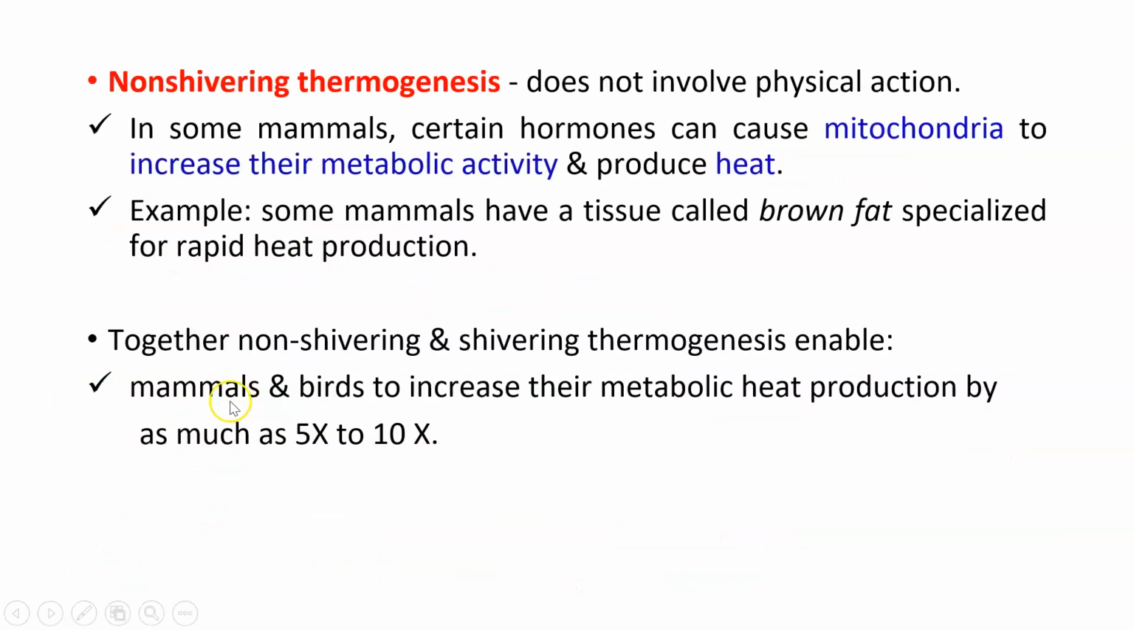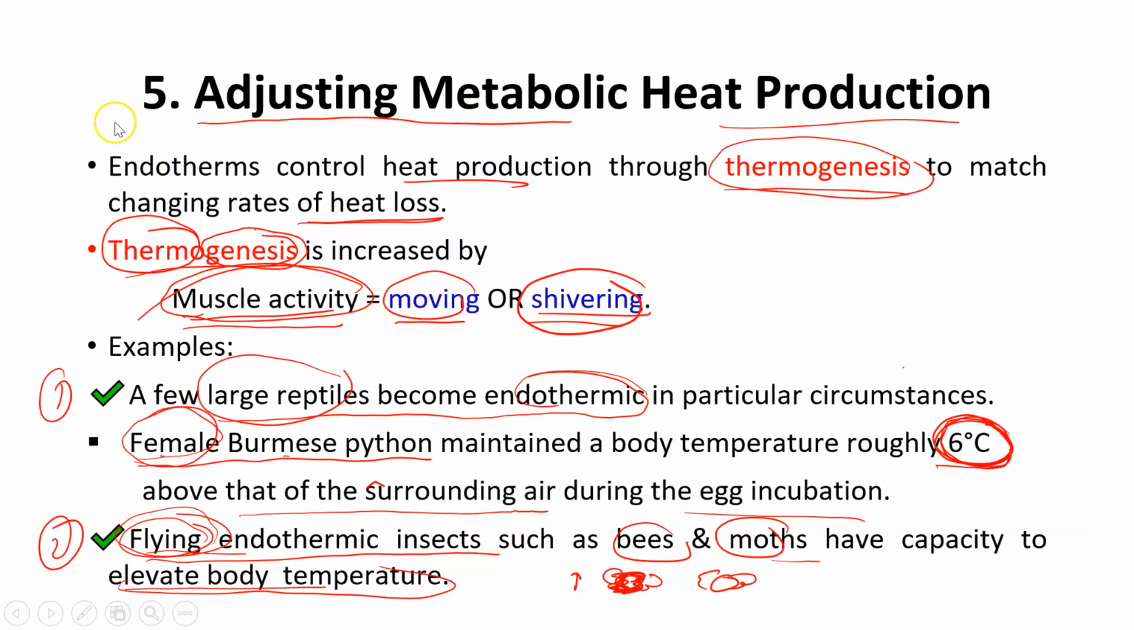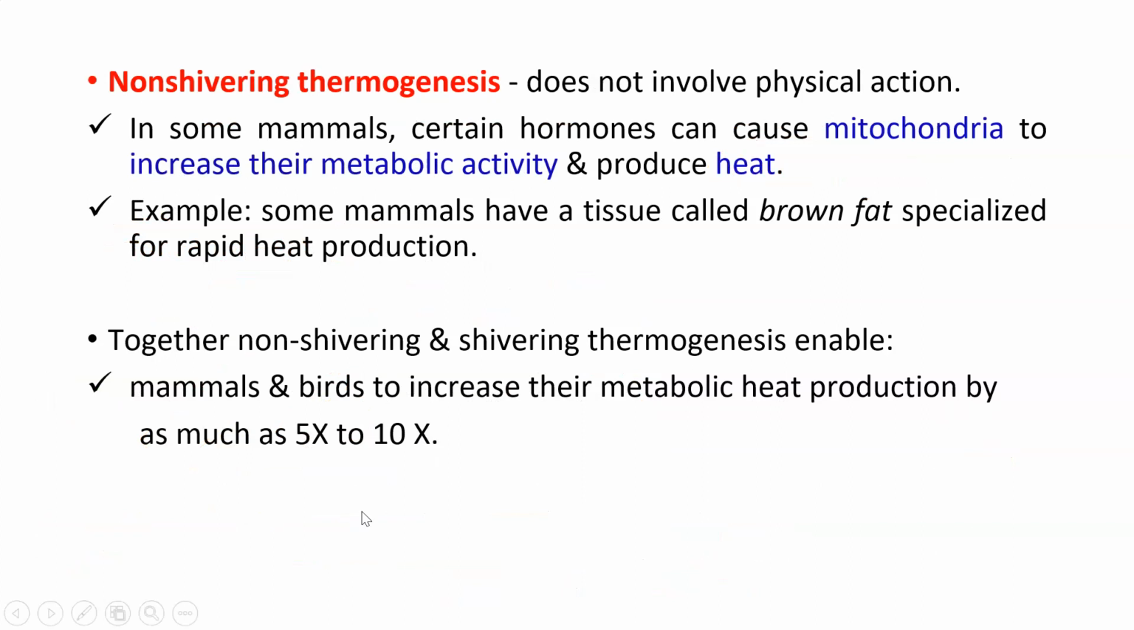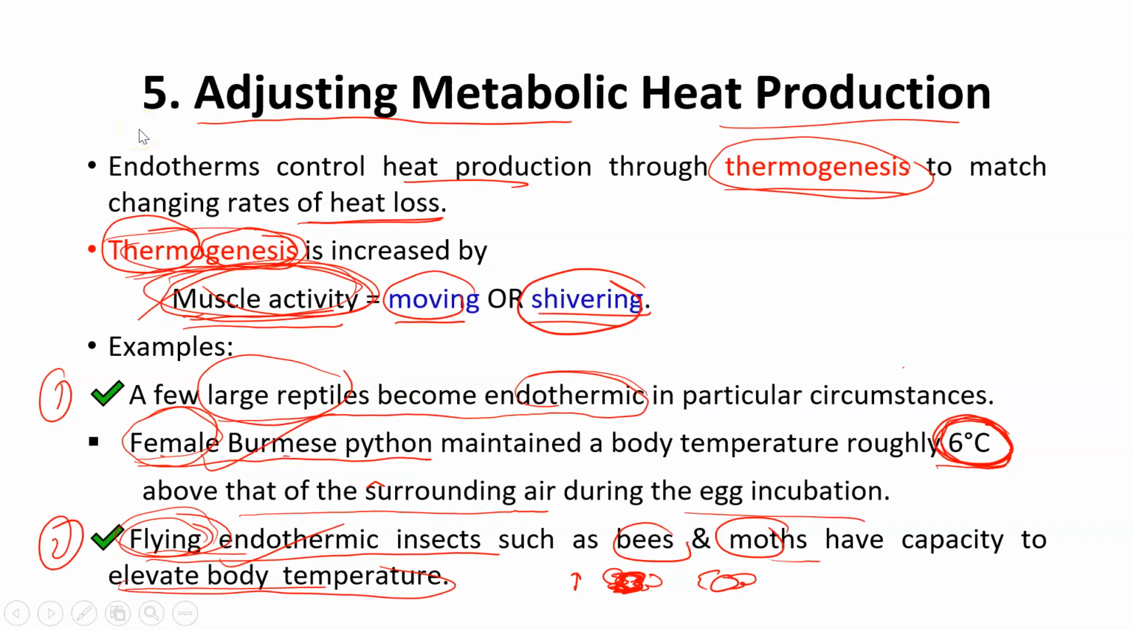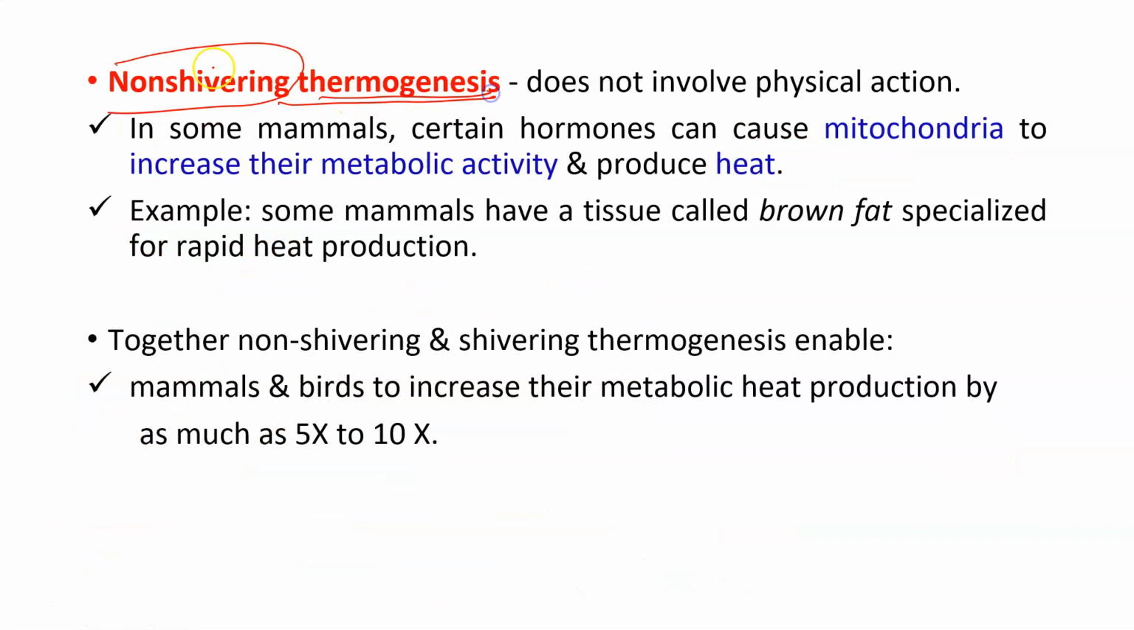Macam tu. Okay. Tadi adalah muscle activity, thermogenesis. Melibatkan muscle activity. Pythons, insects. Sekarang ni, untuk increase body temperature, thermogenesis, melalui non-shivering. Tadi muscle activity, shivering, moving kan. Ini to increase body temperature through non-shivering, tak melibatkan muscle activities. Okay, so we call it as non-shivering thermogenesis. Does not involve any physical action. Tak ada shivering, tak ada muscle activities.